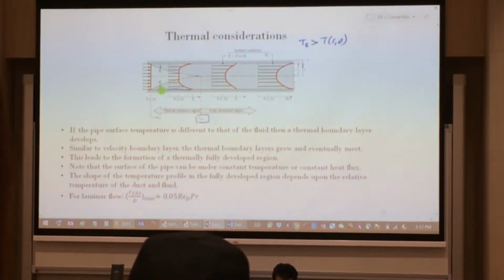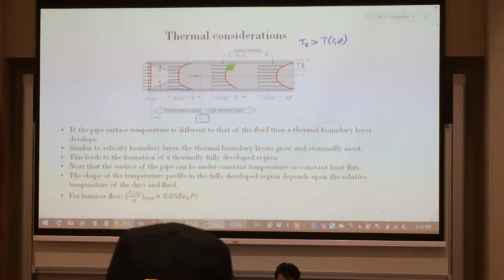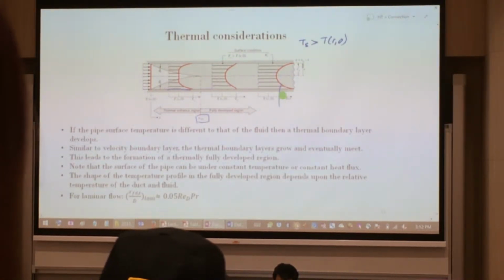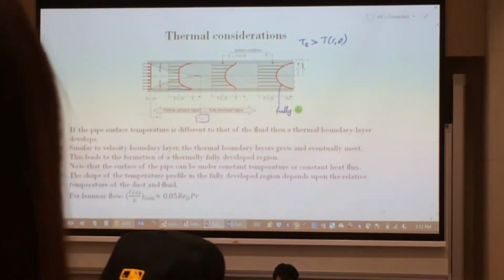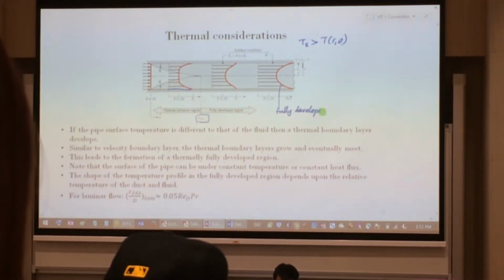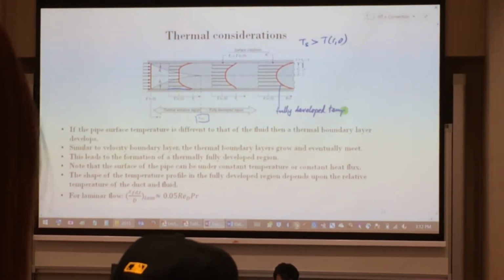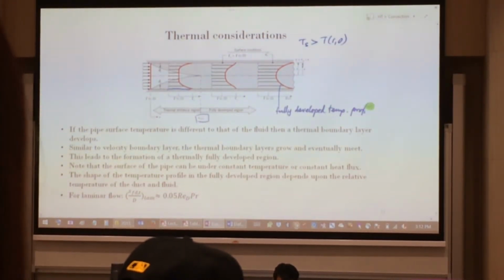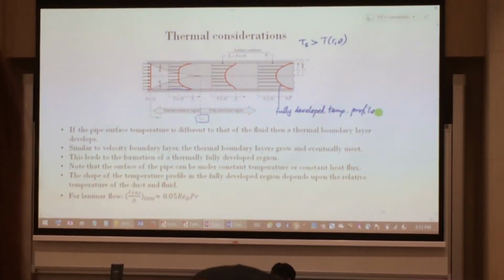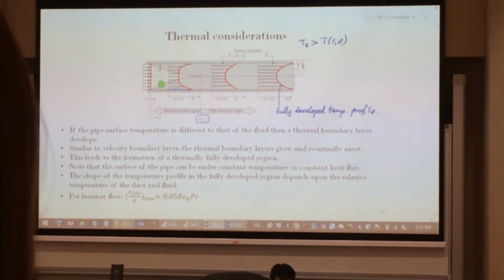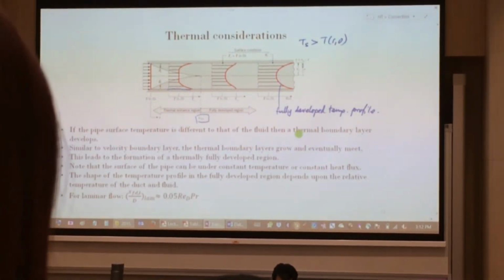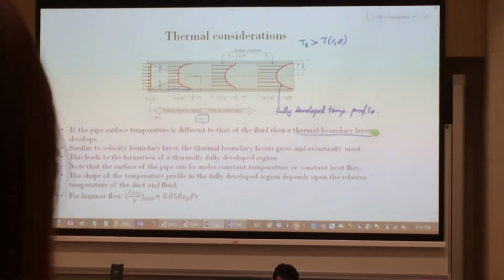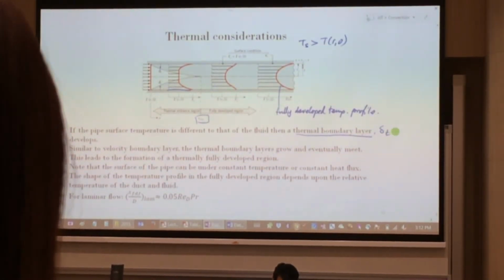As the flow moves along the pipe, its temperature profile is also going to be fully developed in the following way. So this will be considered a fully developed temperature profile. And that delta T over there represents your thermal boundary layer.